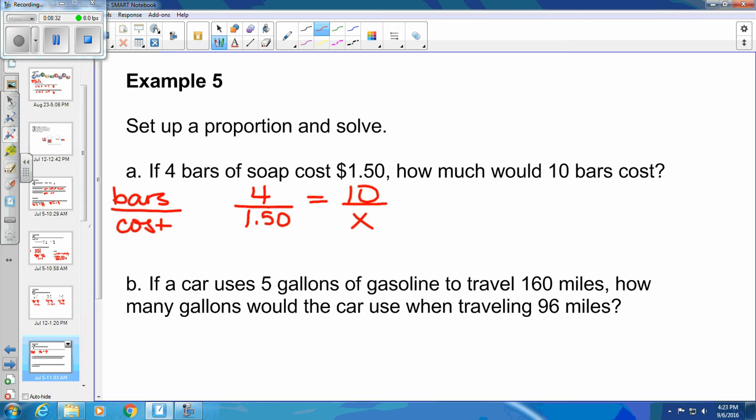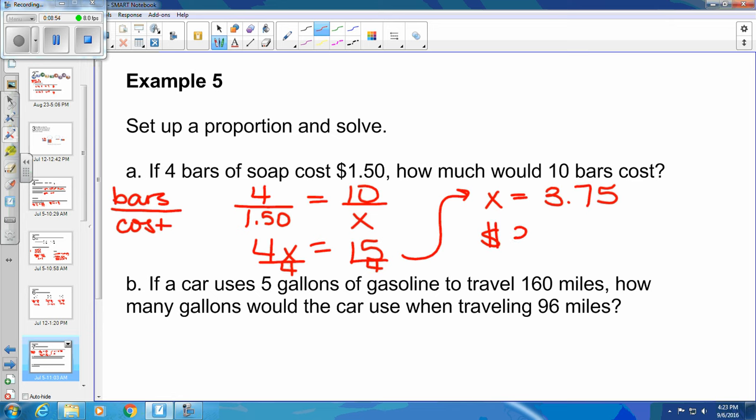So when I cross multiply, I get 4x equals 15. Now I divide both sides by 4. And I get x to equal 3.75. So 10 bars would cost $3.75.